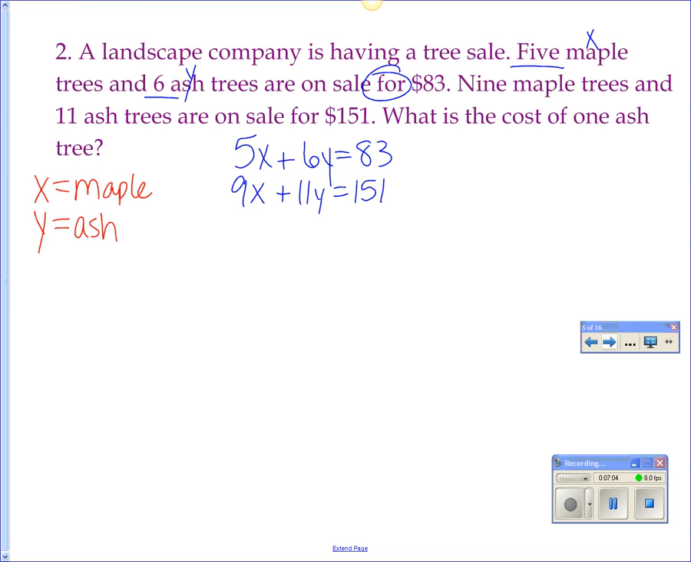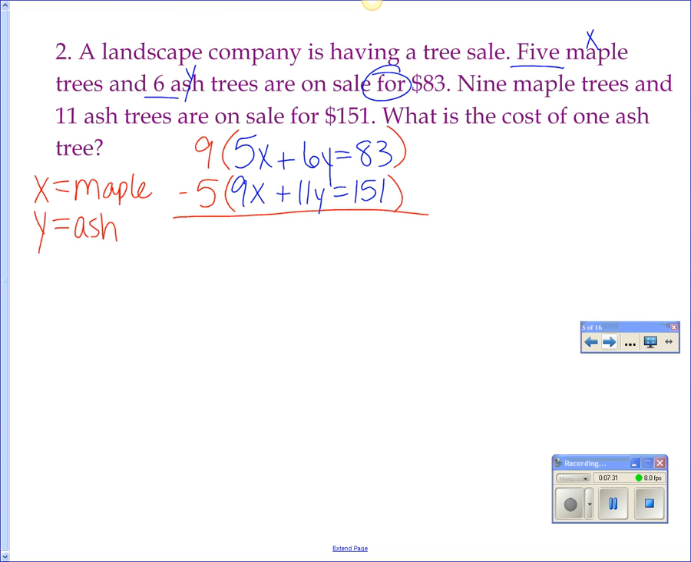Okay. Is there anything I can multiply 5 by to turn into a 9? No. Is there anything I multiply 6 by to turn into 11? No. So I have to multiply both of them. Okay, do you want to do the 5 and 9 or 6 and 11? 5 and 9. So you just switch them. This one's going to have to be a 9. That one's going to have to be a 5. And one of them needs to be negative.